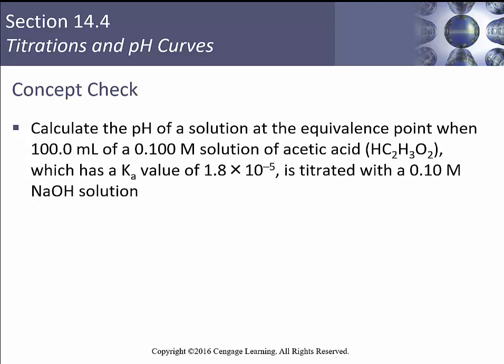Let's try one more. Calculate the pH of a solution at equivalence point when 100 milliliters of 0.1 molar solution of acetic acid with a Ka value of 1.8 times 10 to the minus 5 is titrated with 1 molar sodium hydroxide solution. Our pH is going to come out as 8.72.